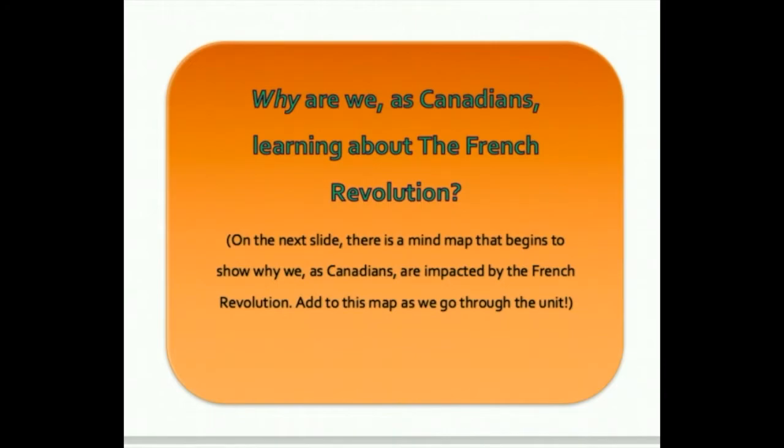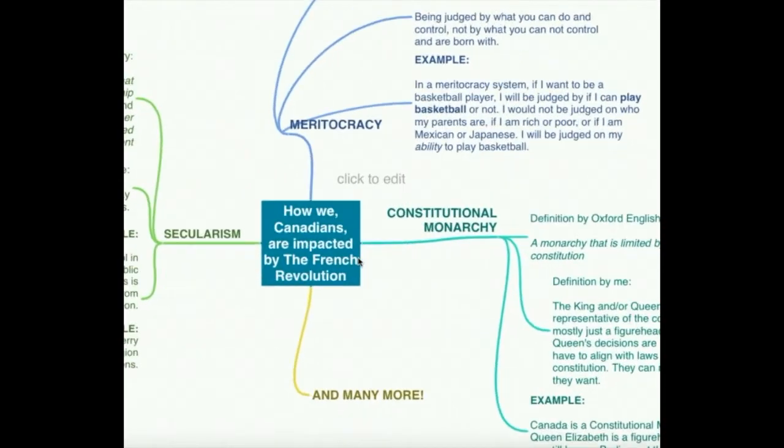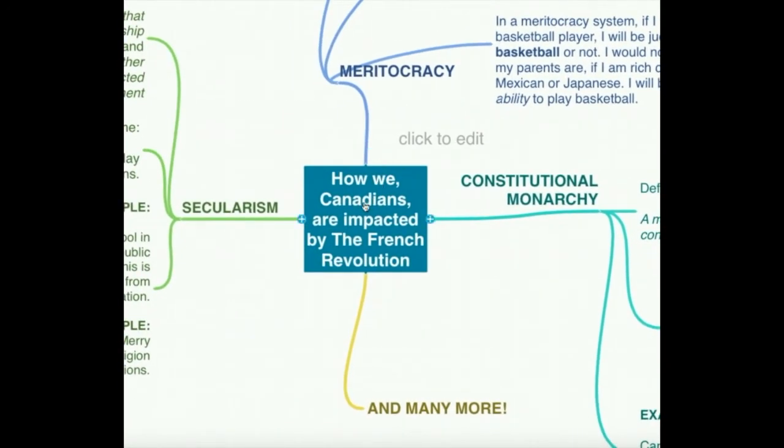So, why are we, as Canadians, even learning about the French Revolution? Well, if we think about the consequences and major themes of the French Revolution, we can see that many of them exist in Canada today. For example, nationalism, meritocracy, and a constitutional monarchy are all ideas which exist and are practiced every day in Canada. Now we will look at a mind map of these terms.